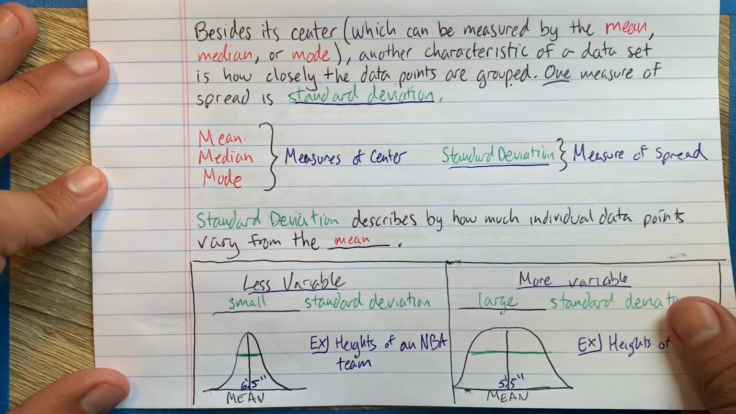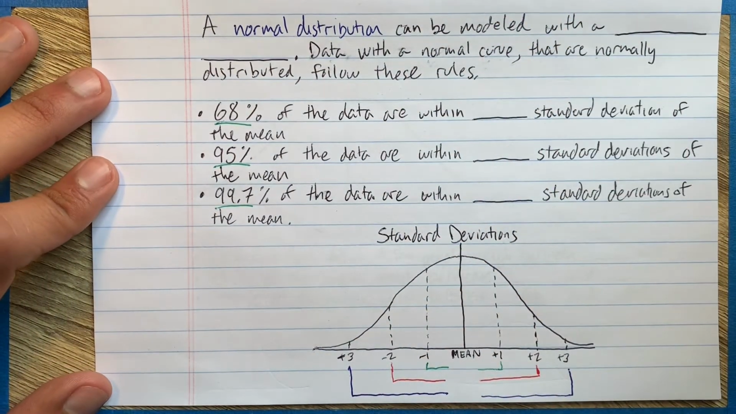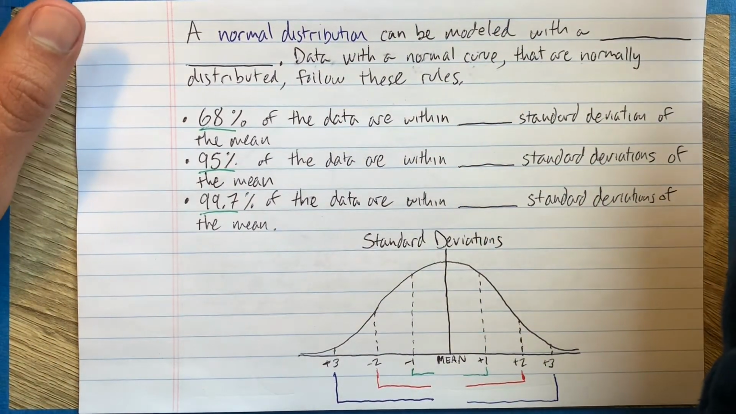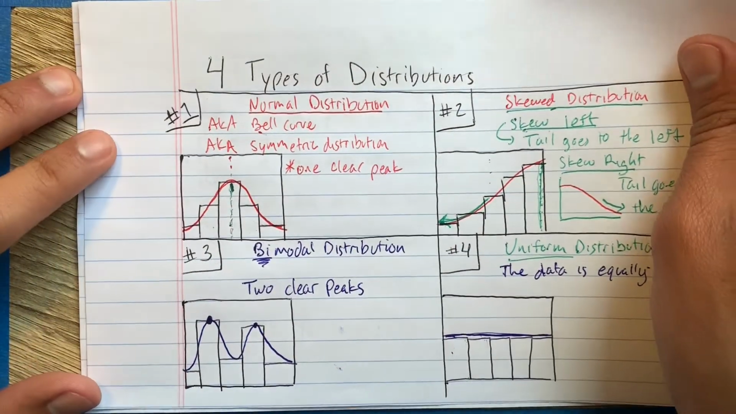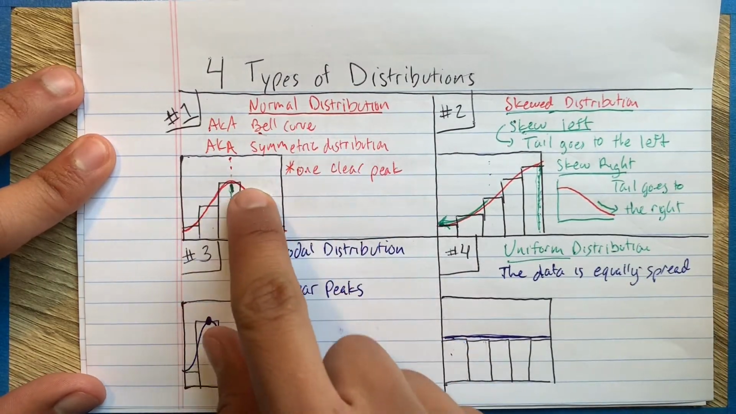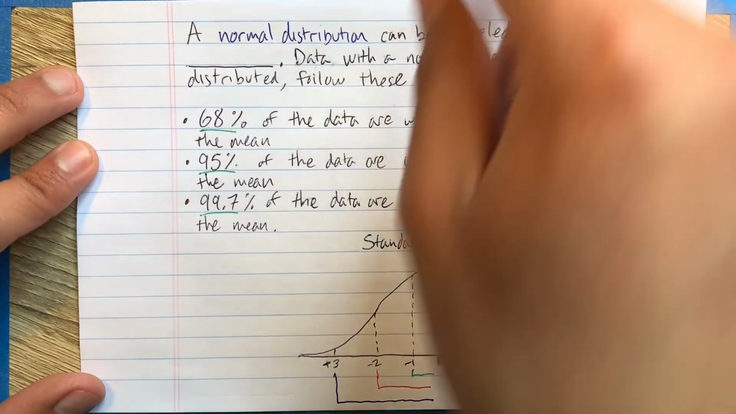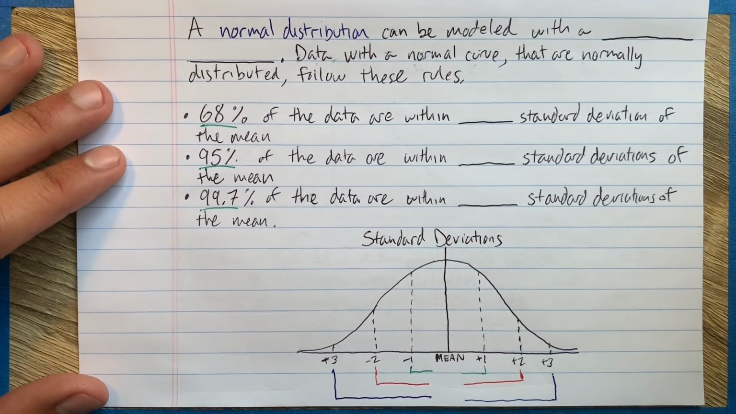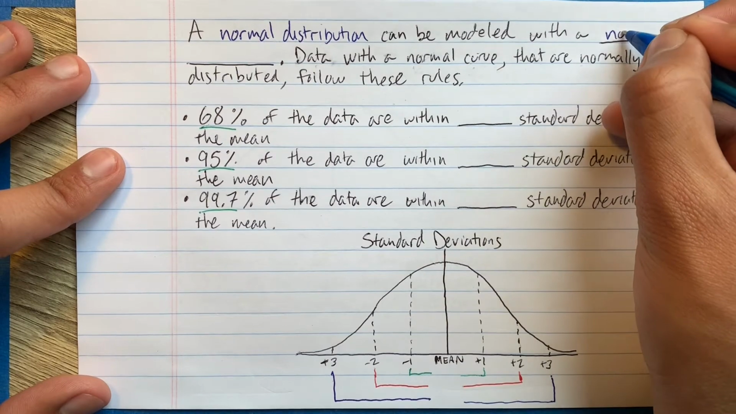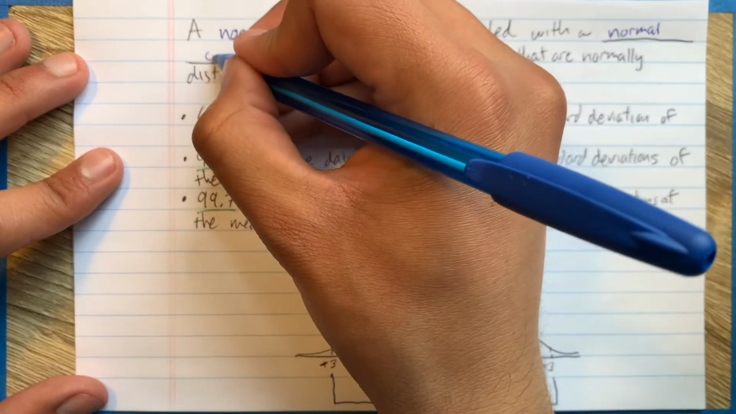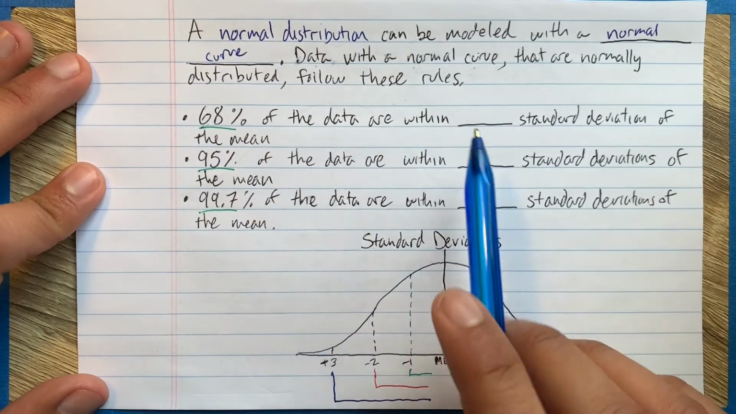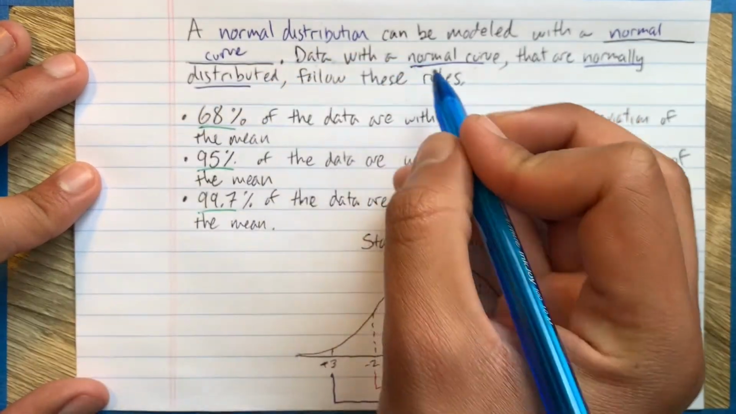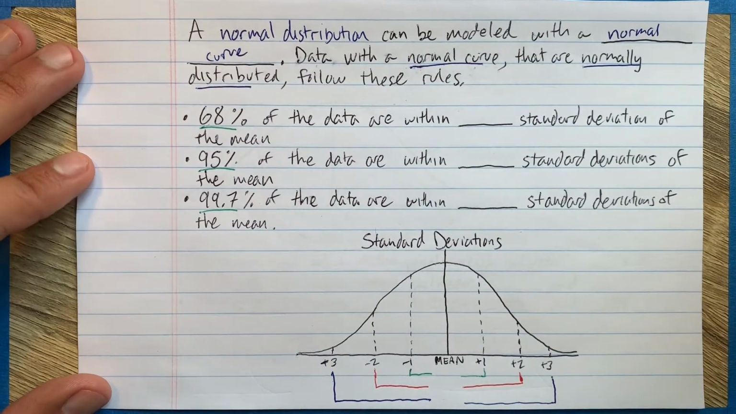All right, let's continue. We're going to wrap up by talking exclusively about the normal distribution. So we're only going to focus today for the rest of this lesson on this first normal distribution. A normal distribution can be modeled with a normal curve. And data with a normal curve, in other words, data that are normally distributed, these mean the same thing, follow these rules.